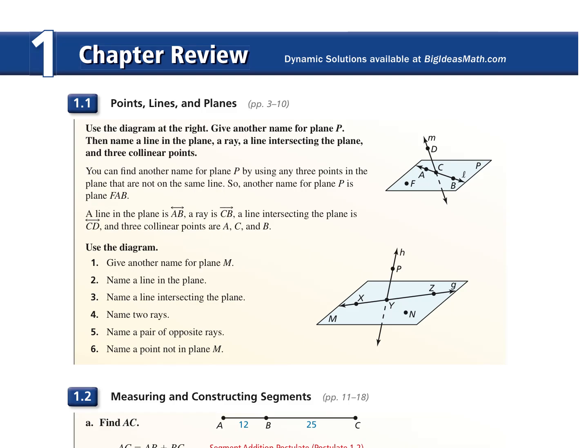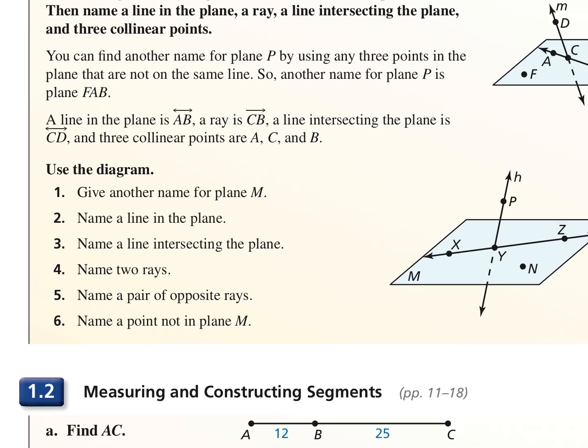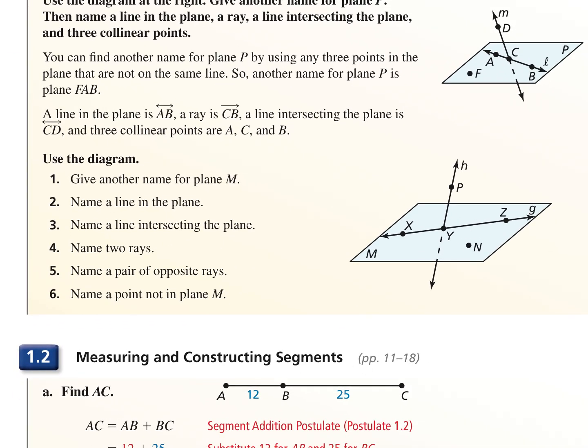All right, going over chapter 1 review. Your first test is coming up. So use the diagram. For numbers 1 through 6, we are using the diagram to the right. So please make sure you understand how to read a diagram.